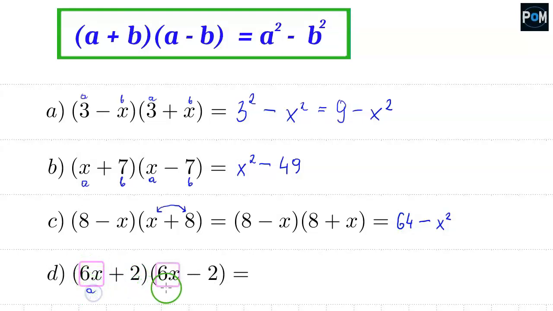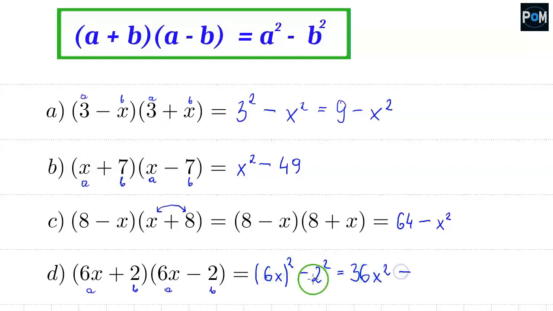In example D, we have a slightly more difficult situation because our a is the expression 6x, that is a. We won't have trouble with b, b is cool. But we need to be careful with a squared, that a squared is 6x, and all this, 6x, needs to be squared. Minus 2 squared. I raise 6x to the second power, so I raise 6 to the power of 2, which is 36, and x squared, that's x squared. Minus 2 squared, which is minus 4. That's the result for example D.